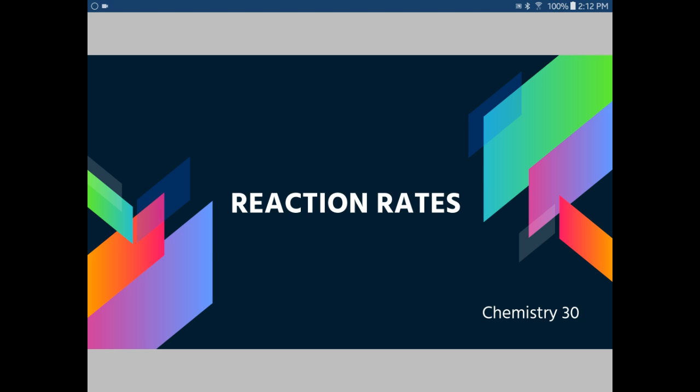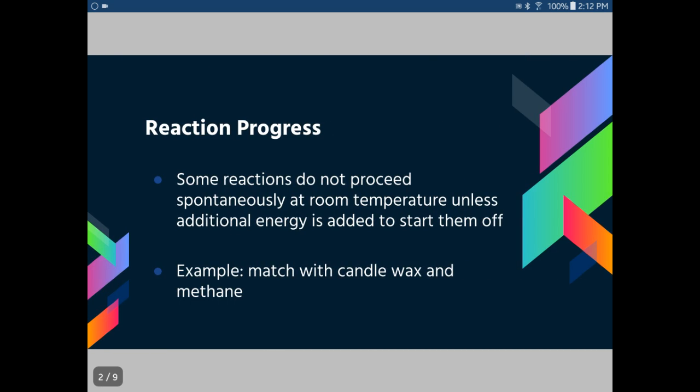Next, we're going to take a look at reaction rates. Essentially, what we look at in reaction rates is the change in enthalpy from our reactants to our products, how that reaction goes in the forward direction, and how the rate is affected by different variables in that chemical reaction. So reaction progress is generally the forward reaction from reactants to products.